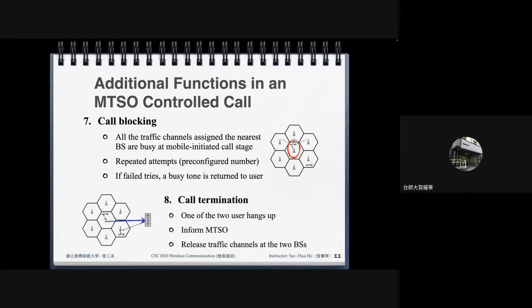Call terminating. If one of the two users hangs up the phone, it disconnects and will inform the MTSO. The MTSO right away releases that traffic channel at both base stations. Okay, this allows the base station to receive calls from other devices.